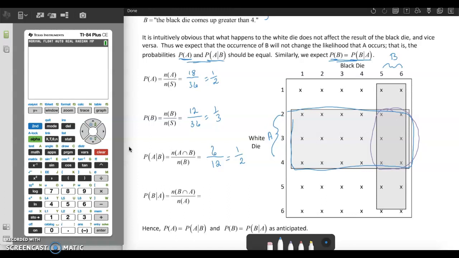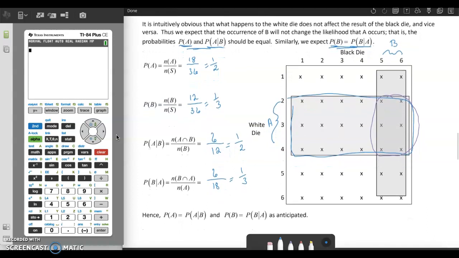And then let's reverse it. What's the probability of B given A? Well, there are still 6 elements in the intersection, but this time we want to use the number of elements in A. So in that A box, there were 18. 6 out of 18 reduces to a third.